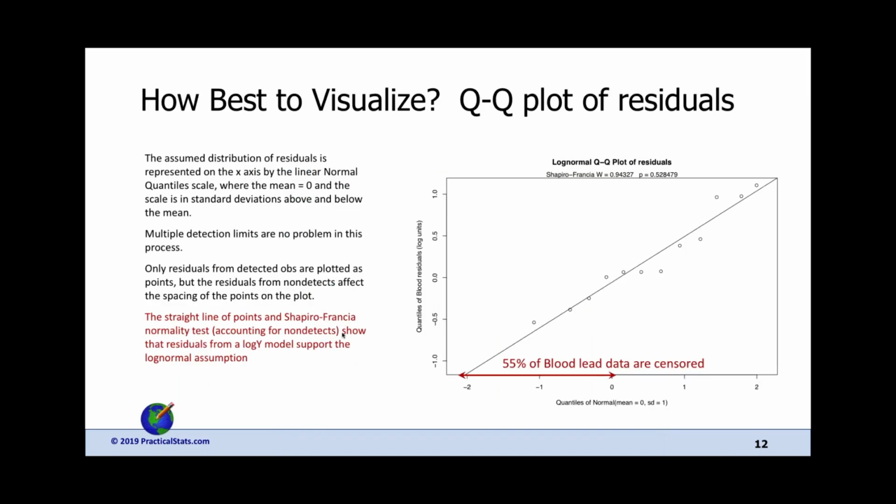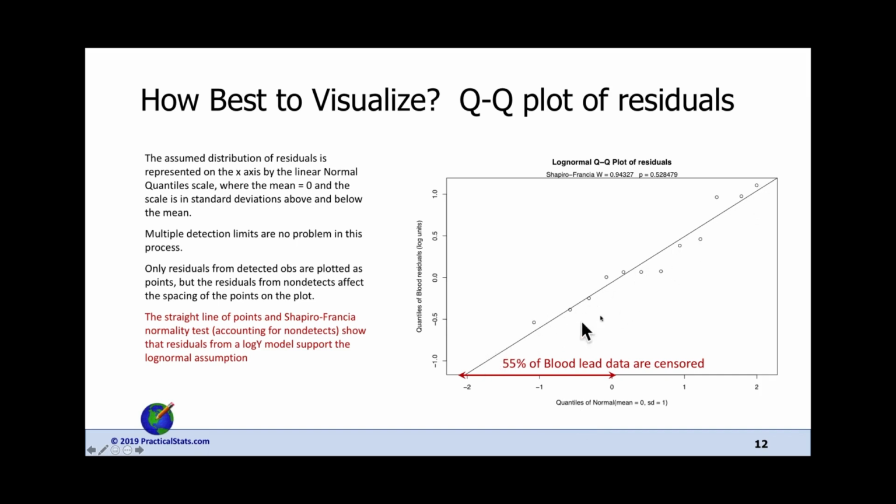All right, the way we would usually take a look at this is to look at a QQ plot or a probability plot of the residuals. So this is a probability plot where we've taken the logs of the blood lead concentrations. And so with the data in log units, this looks like a pretty nice straight line. The circles here are the points, the residuals for detected observations.